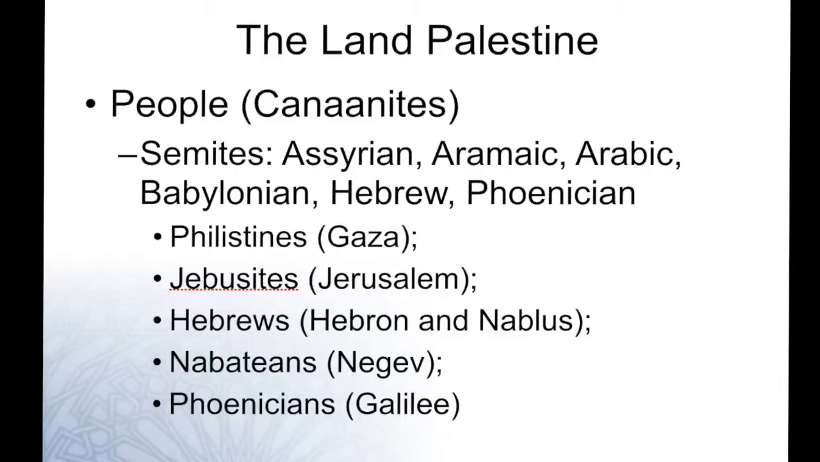And within that particular language group, we find people who speak Assyrian, Aramaic, Arabic, Babylonian, Hebrew, Phoenician, and a number of other languages. So when we speak about anti-Semitism, it's commonly used in reference to racism against Jewish people, but in fact a whole range of other people, including Arab people themselves, are Semites.